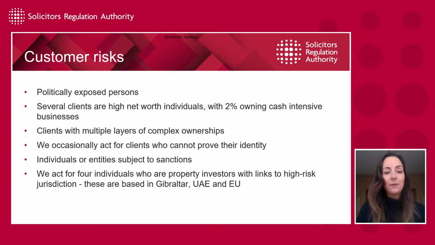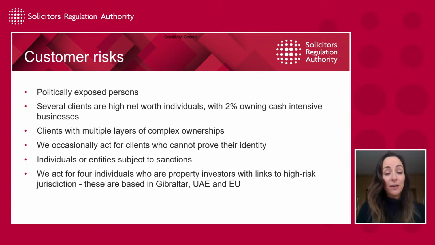So the final example then on high-risk jurisdictions. So when you are setting out that clients have links to high-risk jurisdictions, it's really important that you set out what these jurisdictions are. So for example, we often see firms set out the geographical areas where clients are based, such as, for example, the EU. So the difficulty with that is that not all EU countries have the same risk profile for money laundering purposes.